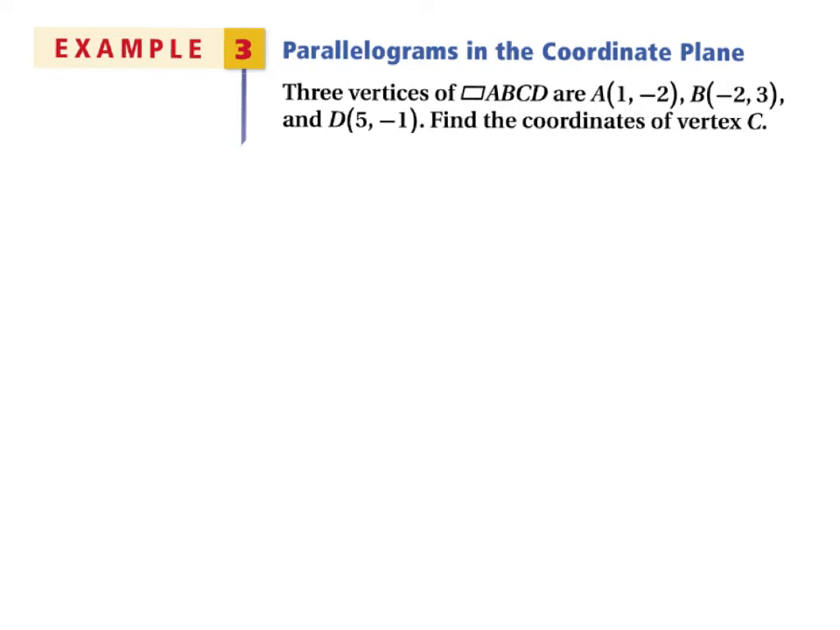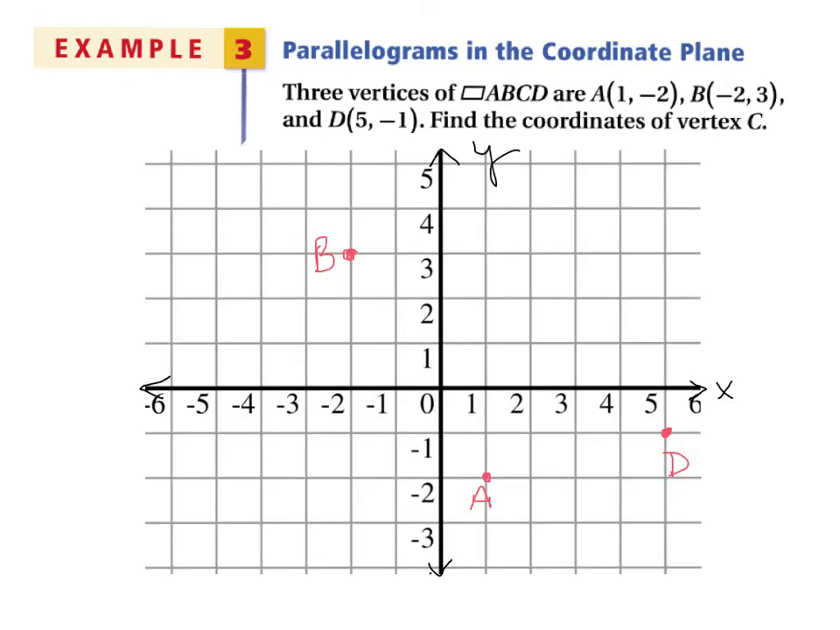In example 3, we are given 3 vertices of parallelogram ABCD. We're given A, B, and D, so we want to find the coordinates of vertex C. The first thing you would do is to graph all 3 points. So after I've graphed all 3 points, you have to use the properties of parallelograms, or the theorems, to figure out what your 4th point is going to be.